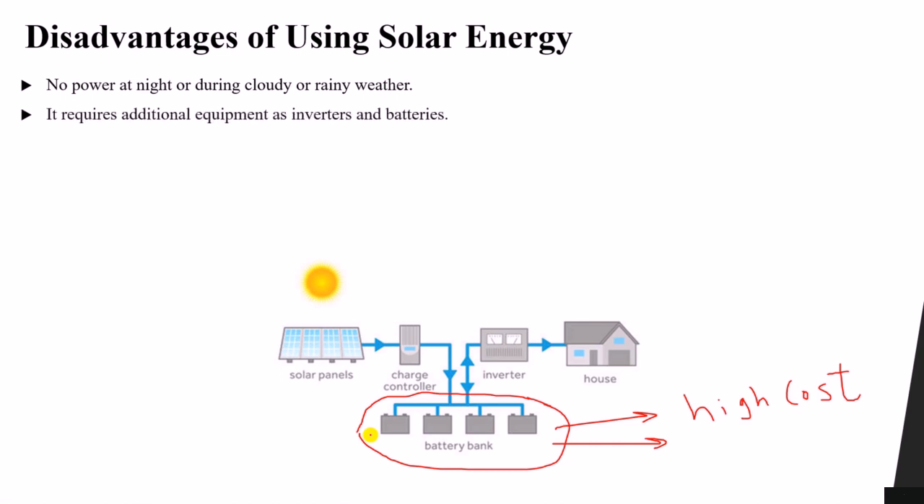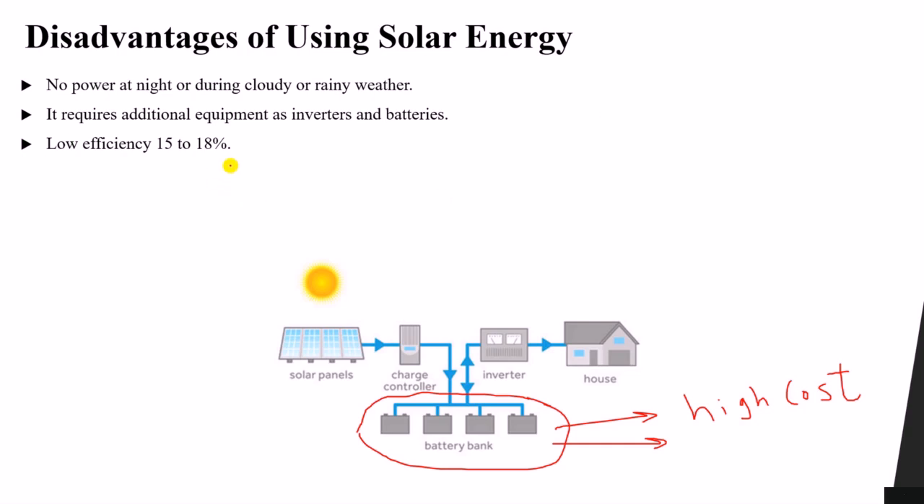Another thing, it requires additional equipment such as inverters and batteries. It has a low efficiency, from 15 to 18%. Usually you will find that the monocrystalline type of PV panels, as we will see in this video, has an efficiency in the market of about 18%. So it is very low efficiency.